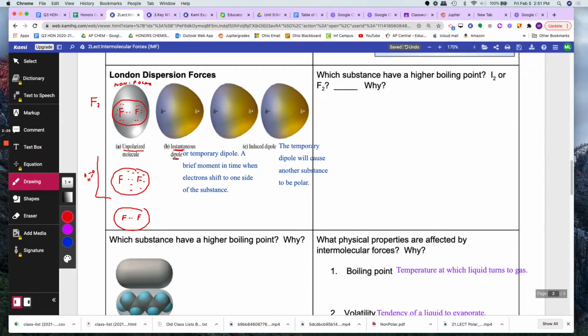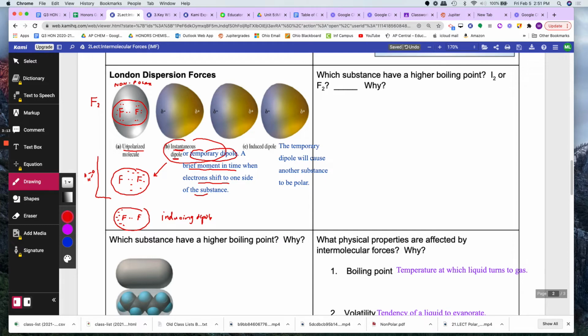They call it that because for a small instant in time, the electrons are on one side. Sometimes they call this a temporary dipole. It's not a real dipole, it's just a temporary one. It just happens in a brief moment in time when electrons shift to one side of the substance. Now that you have an instantaneous dipole or a temporary dipole, these electrons will make the electrons on this fluorine move to the other side, inducing a dipole here. So inducing means forcing a dipole.